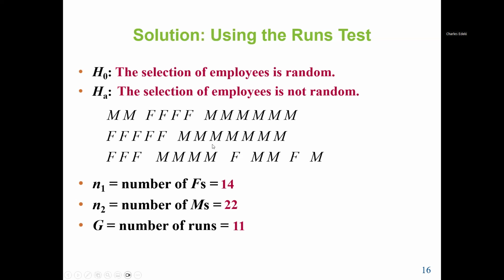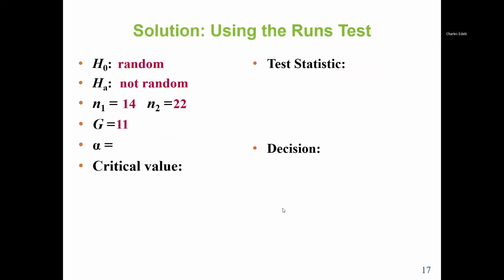So now we find the number of F: 1, 2, 3, 4, 5, 6, 7, 8, 9, 10, 11, 12, 13, 14. So that's 14. The M will be 1, 2, 3, up to 22. So that's 22. So again, here we have G, for now, representing the number of runs, but that's not the test statistic yet.